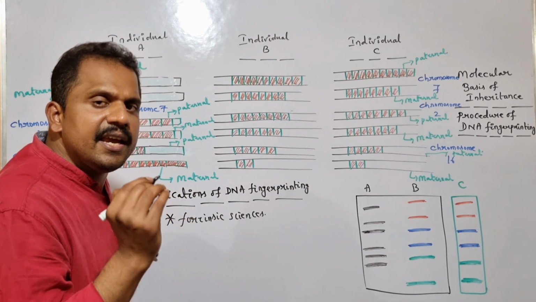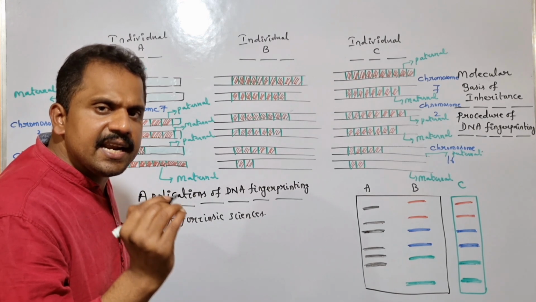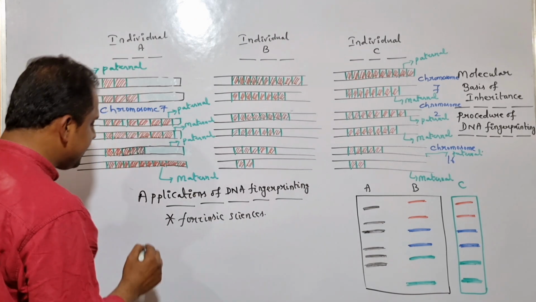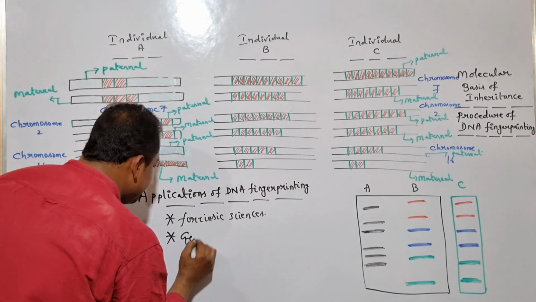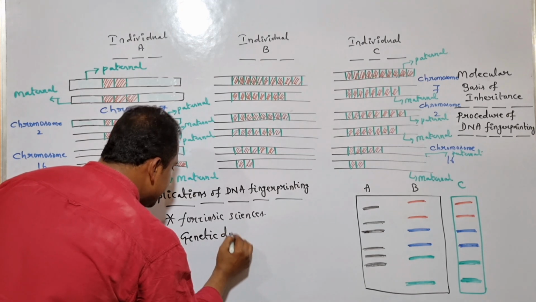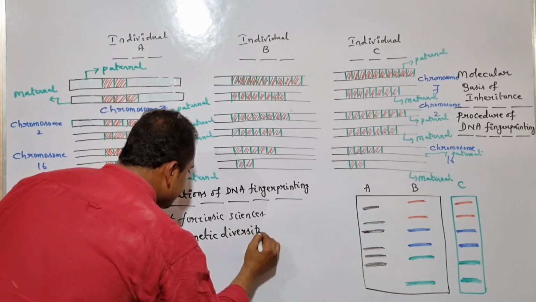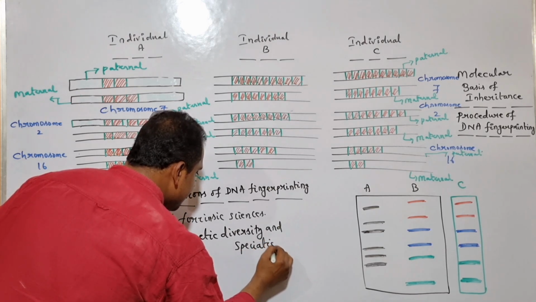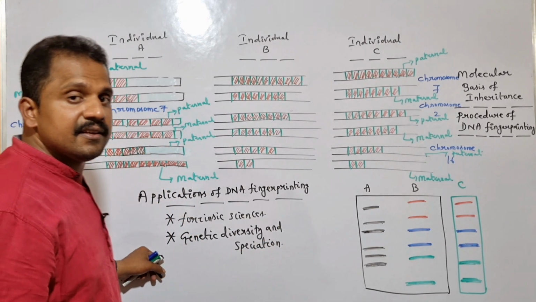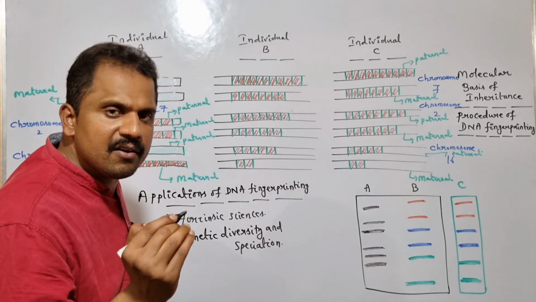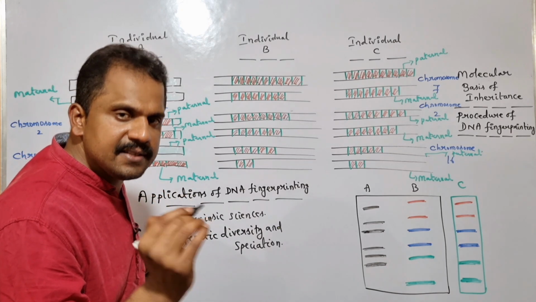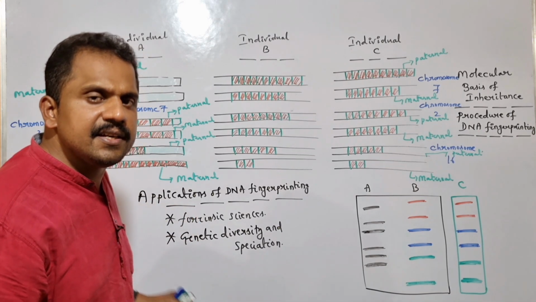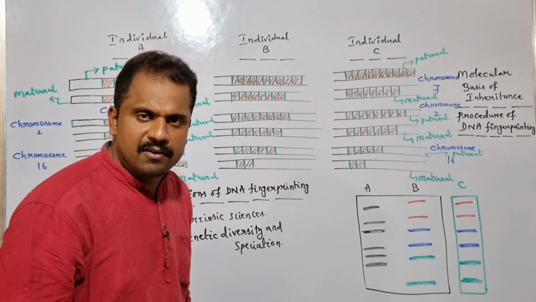In the same way, in order to regulate the genetic diversity and speciation, DNA fingerprinting plays an important role. So let me write it here. Genetic diversity and speciation. That means in order to differentiate two people who belong to two different continents, DNA fingerprinting plays an important role. By taking advantage of DNA fingerprinting, we can differentiate two people who belong to two different continents.